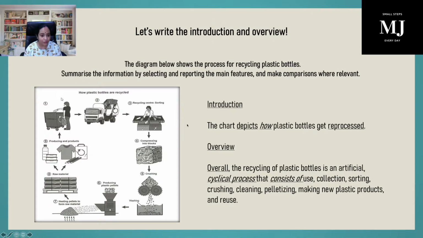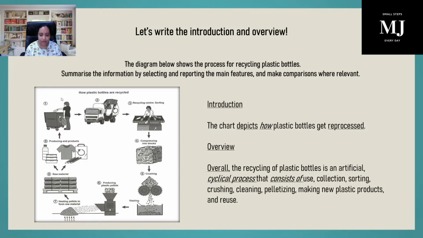See, as I said, we will only paraphrase the question for introduction. So here we had diagram. Now we can write the chart. So we paraphrased. Shows, depicts. Again, subject-verb agreement is important. The chart depicts how plastic bottles get reprocessed. How? Because you are talking about some kind of process. How is this happening? Okay? Gets reprocessed. Reprocessed, why we have used that term? It is paraphrase for recycling. Why? Because you are doing nothing but reprocessing the same plastic to have some other finished products.